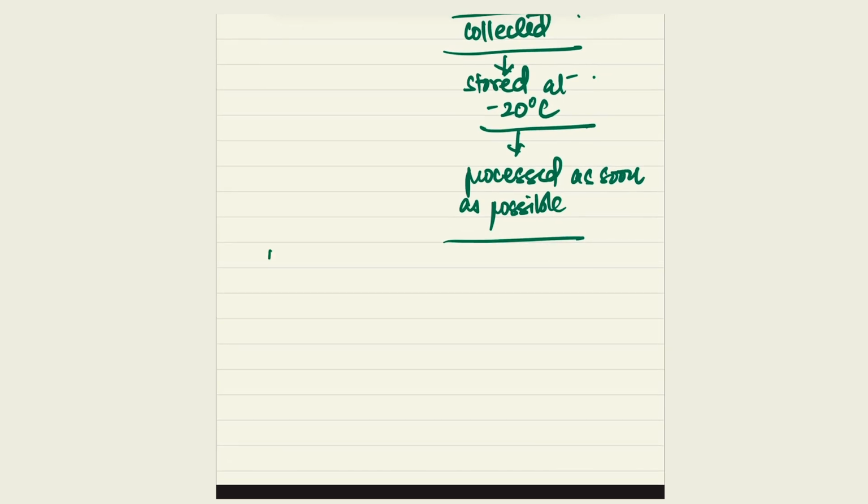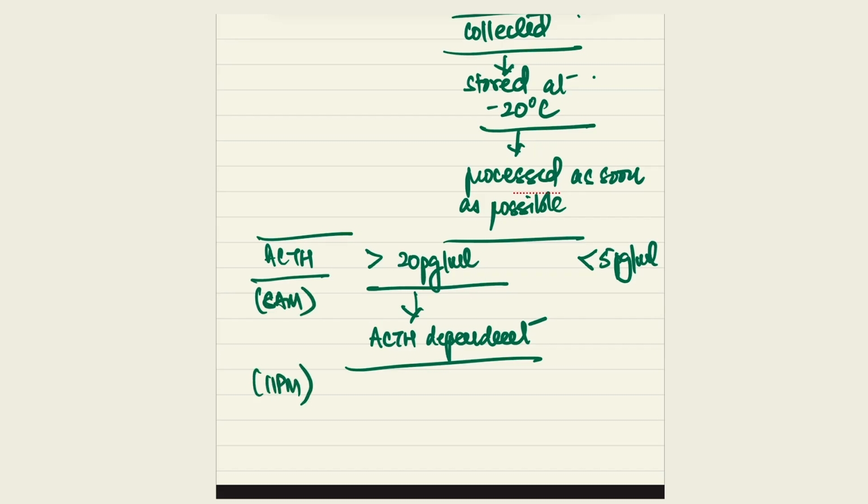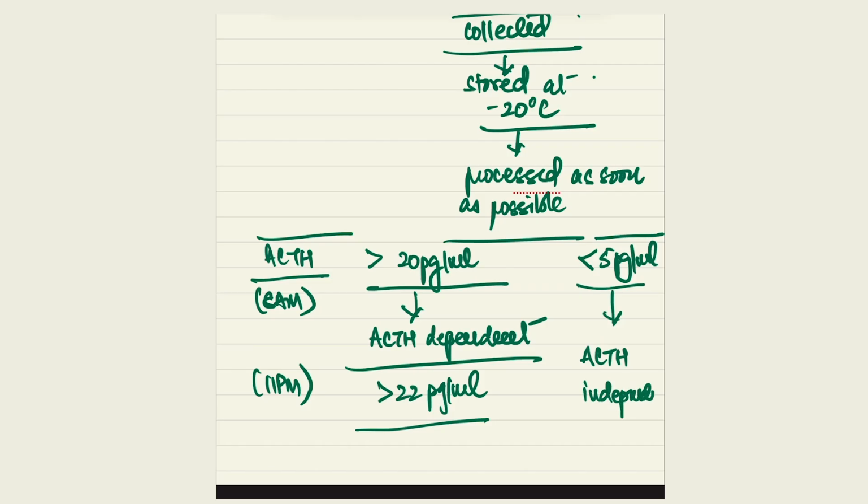And if the ACTH value is going to be more than 20 picogram per ml, then this is ACTH dependent. While if it is less than 5 picogram per ml, this is, mind you, ACTH at 8 am. If 11 pm is done, then the cutoff is more than 22 picogram per ml. If the ACTH on the other hand is less than 5 picogram per ml, the cause is ACTH independent.